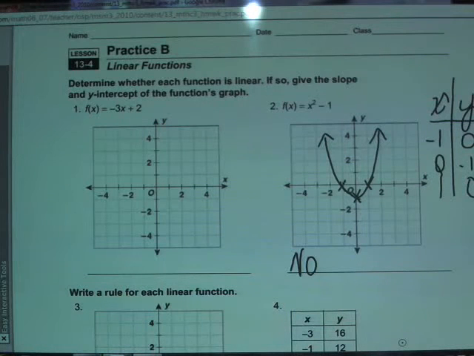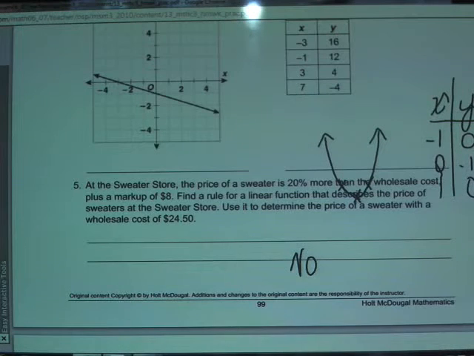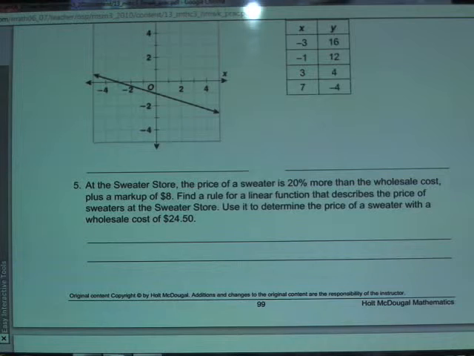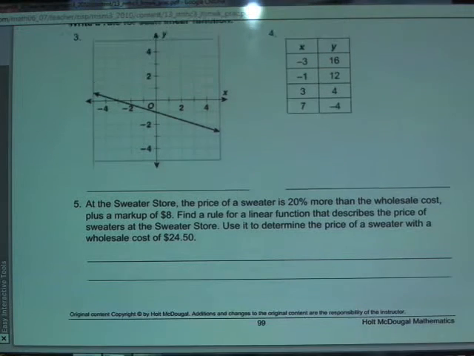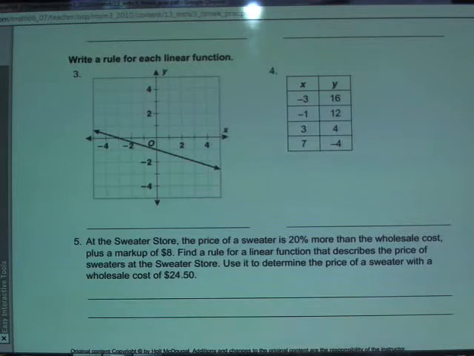All right, let's take a look at the next part here. In 3 and 4 now, they're asking me to write a rule for each linear function. We did a question like question 3 in the instruction today, so I'm not going to spend any time on 3. I'm going to look at 4 instead. We didn't really do anything like 4 in the homework instruction today. 4 is a table, and given that table, you're supposed to write a rule for the function.